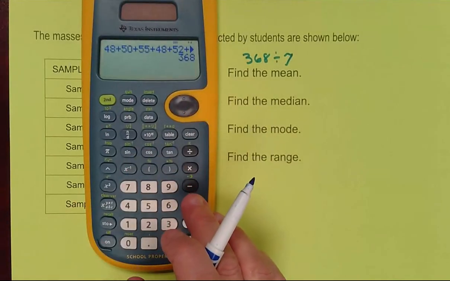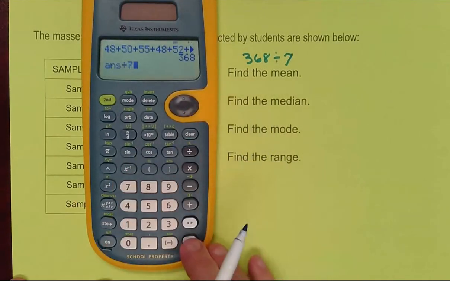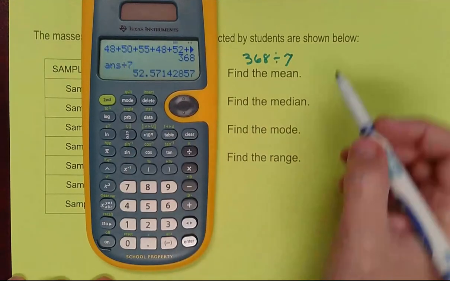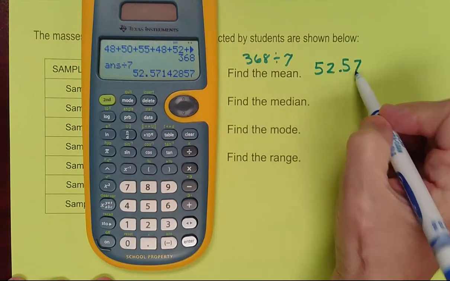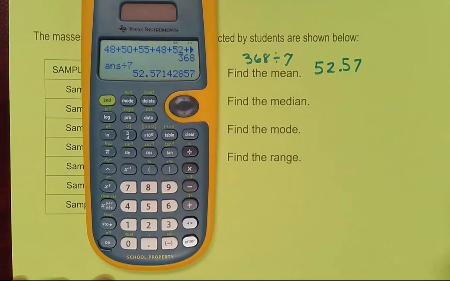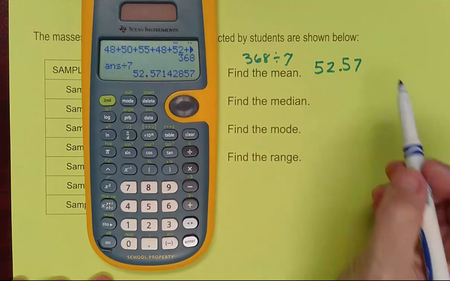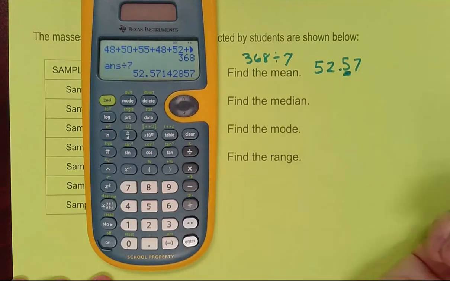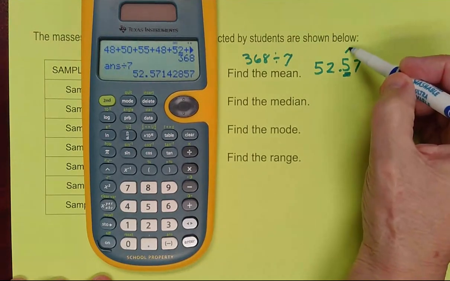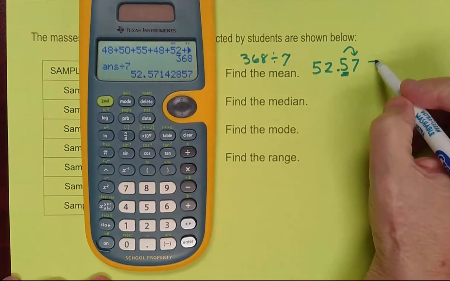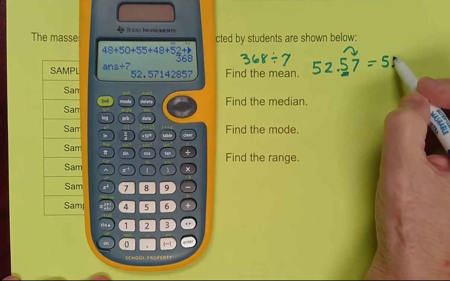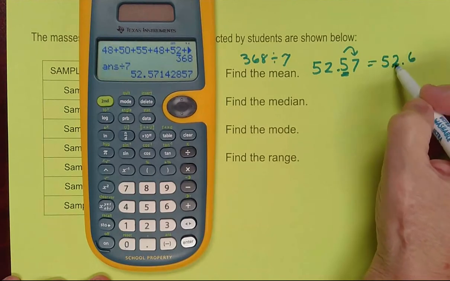368 divided by 7 gives me 52.57 for an average or a mean. We're going to look at this and try to round to the nearest tenth. Looking at my 5 in the tenths spot, when I look over here, this number is more than 5, so it will round up to 52.6 when we round.